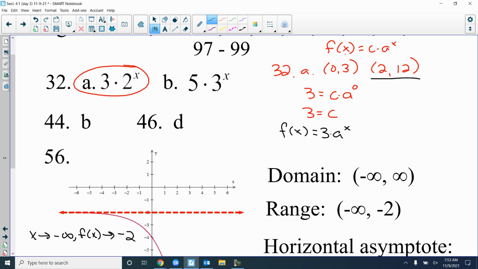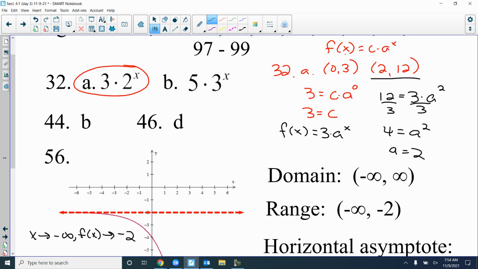Take your second point, 2, 12. 12 goes in for the y, equals 3 times A to the second power, because x is 2. Divide by 3, and I get 4 equals A squared, A equals 2. Now make sure we write that final answer, 3 times 2 to the x.